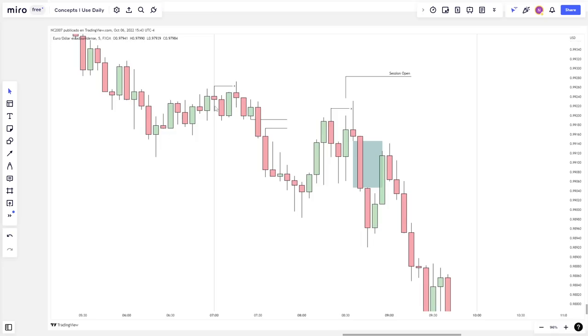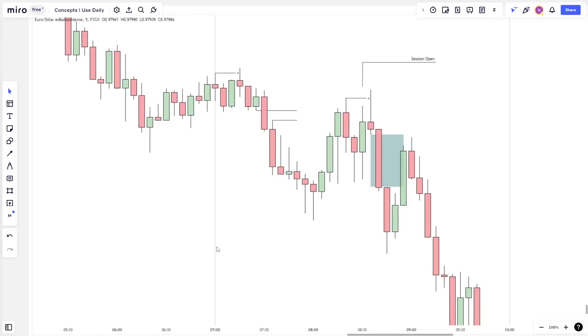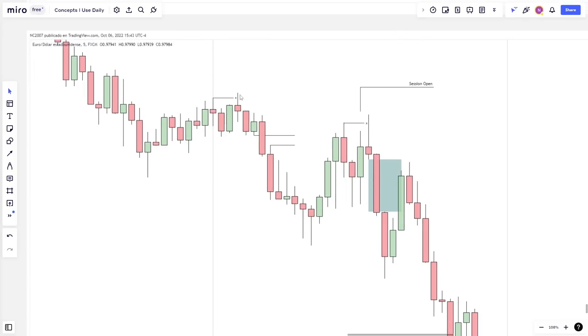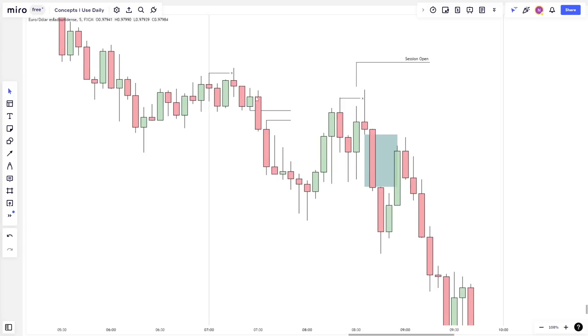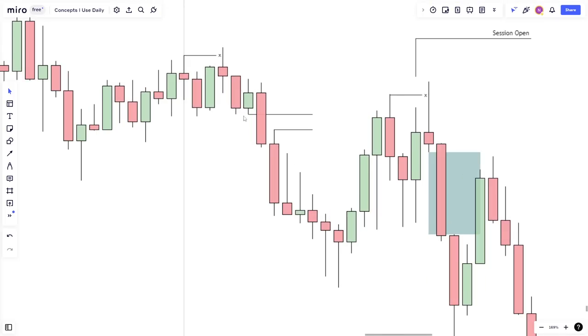So this is the open to the kill zone, right? 7 a.m. Trades a bit higher, so we could say that that's market protraction. Takes bites of liquidity, starts going lower, creates a higher high, a lower low, a low, a high, a lower low, right? So this is a market shift below that low.